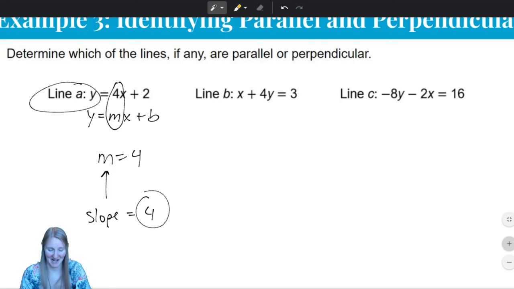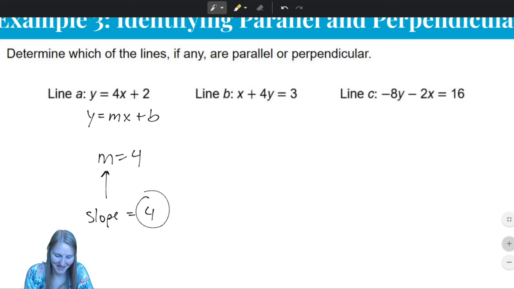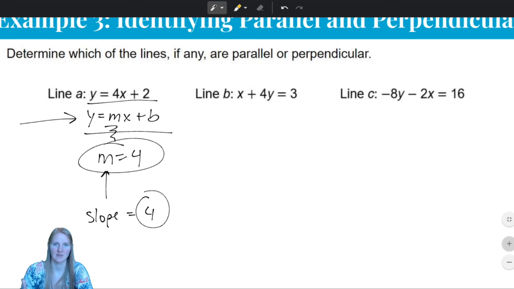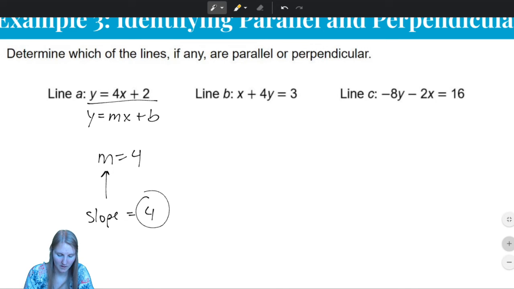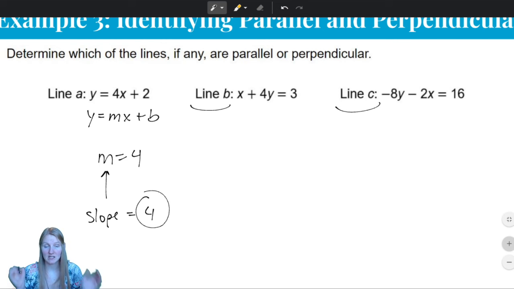Now, I know I went through that kind of quickly. We noticed that the line was in the form y equals mx plus b, and in y equals mx plus b, m is the slope, which means that m is 4, or the slope is 4. Okay. So, what we need to do is find the slope of lines B and C, and if any of them are the negative reciprocal of 4, then it's perpendicular to line A.